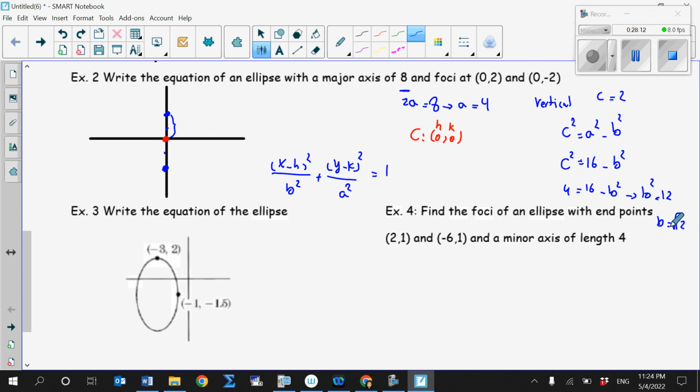However, we don't need b, we just need b squared, which is going to replace here. So I have my equation now. X minus 0 squared will be just x squared over b squared, which is 12, plus y minus 0, that's just y squared over a squared. If a is 4, a squared will be 16, equal to 1. So this will be the equation of this ellipse.